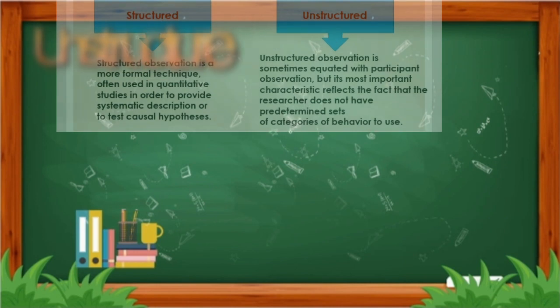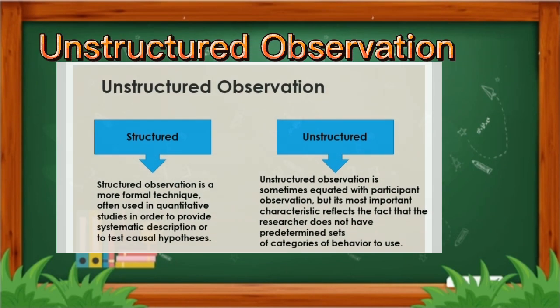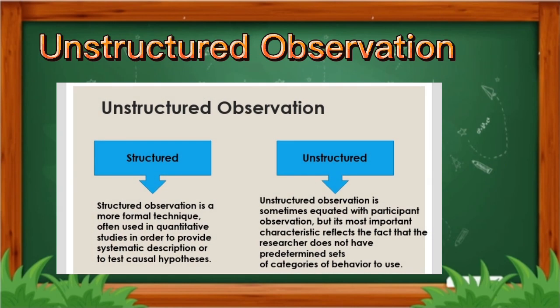Unstructured observation. There are essentially two basic types of observation: structured and unstructured. Structured observation is a more formal technique, often used in quantitative studies in order to provide systematic description or to test causal hypotheses. Unstructured observation is sometimes equated with participant observation, but its most important characteristic reflects the fact that the researcher does not have predetermined sets of categories.